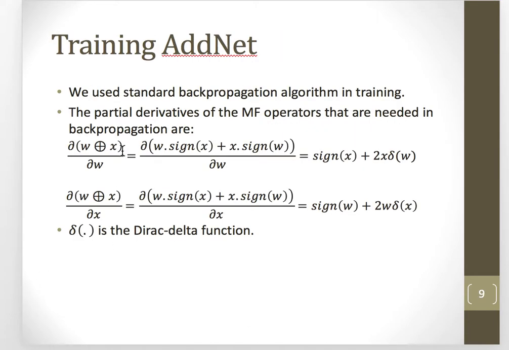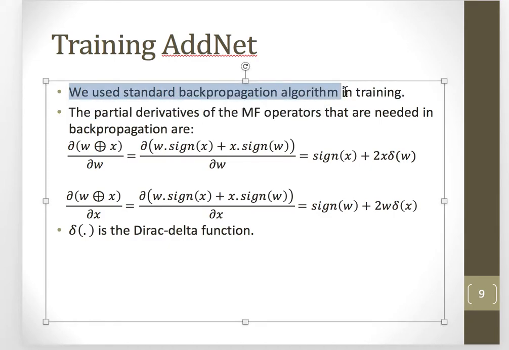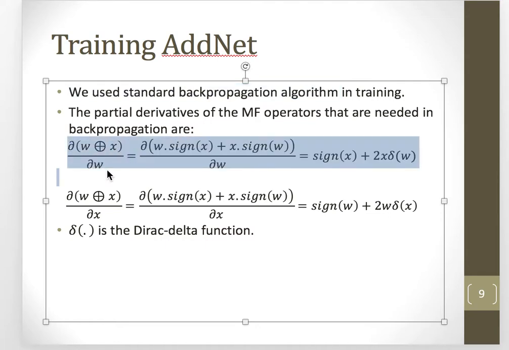Okay, so how do we train the AddNET? We use the standard backpropagation algorithm during training, and it requires derivatives. And we can compute the derivatives of this plus operator. So, for example, I have here the partial derivative of w plus x with respect to w, the weight, and it is equal to sign(x) plus 2 times x delta(w). And this is the dual derivative.